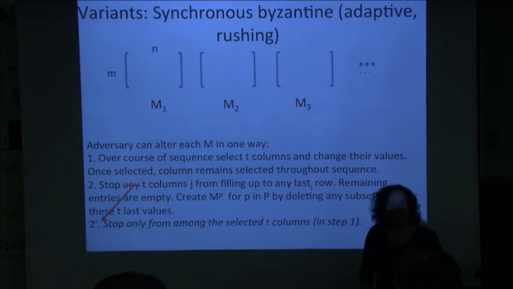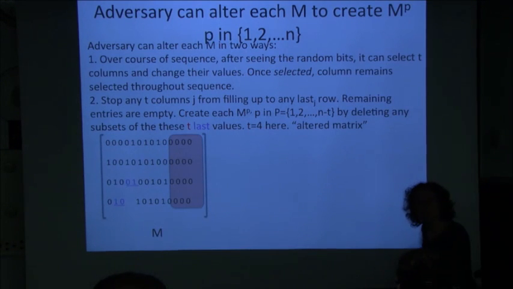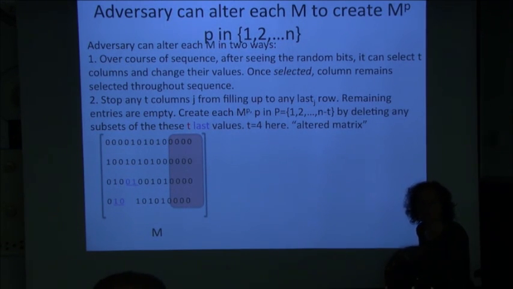Wait, for synchronous or asynchronous? Both. Oh, really? What do you think is missing for synchronous? The adversary. You need to specify when it gets to observe entries of the matrix. Right. And in what order. It can. This is different between.